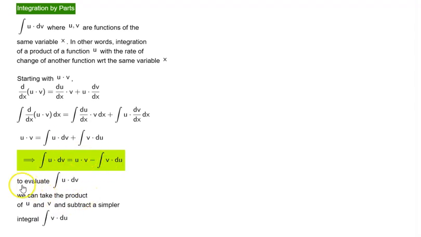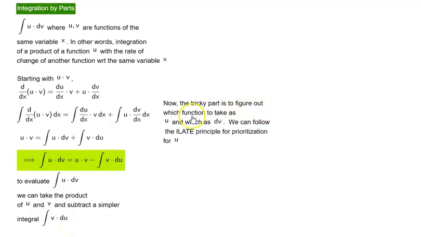Put another way, we can say to evaluate the integral of u times dv, we can take the product of u and v and subtract a simpler integral, v times du. Here, the tricky part is to figure out which function to take as u and which as dv. So for that, we can follow the ILATE principle for prioritization for u.